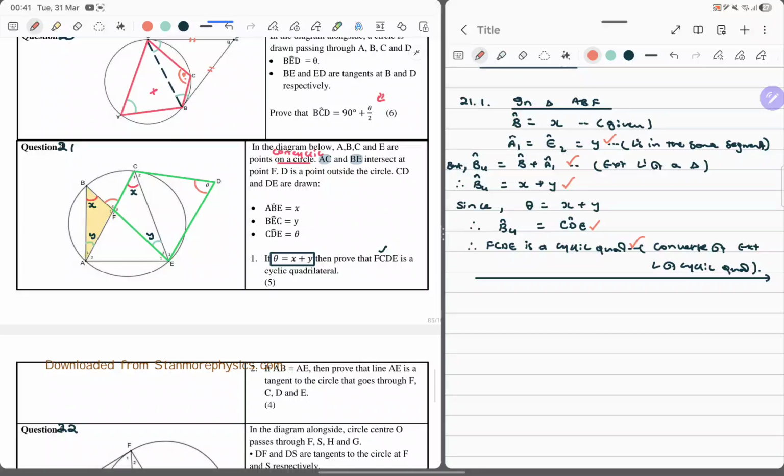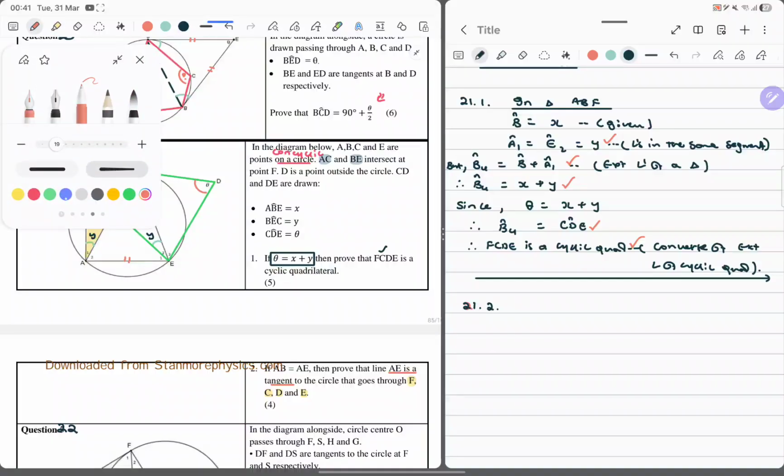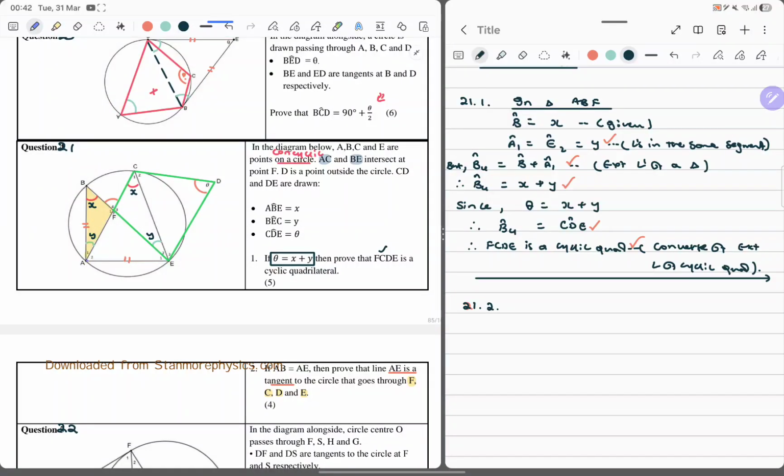Oh, there's more. Okay, there's more. So there's 21.2. 21.2 says if AB is equal to AE, then prove that line AE is a tangent to the circle that goes through these points F, C, D, E. So we want to prove that this is a tangent.